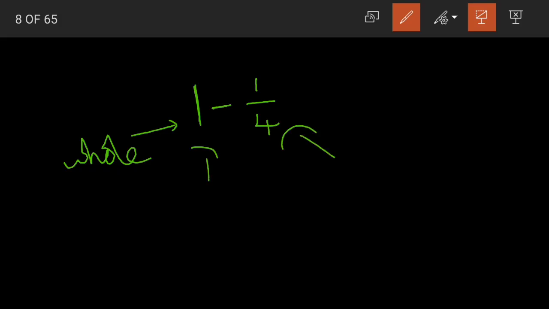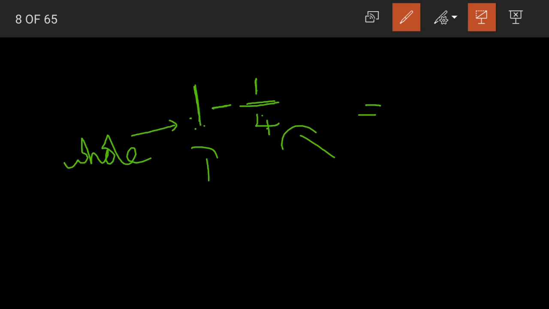Now the next method is 1 minus 1 by 4. Why are we subtracting 1 by 4 from 1? Here 1 cup, we are having 1 cup of gravy. So from that 1 cup he has poured out 1 by 4. That means we have to subtract 1 by 4 from our 1.